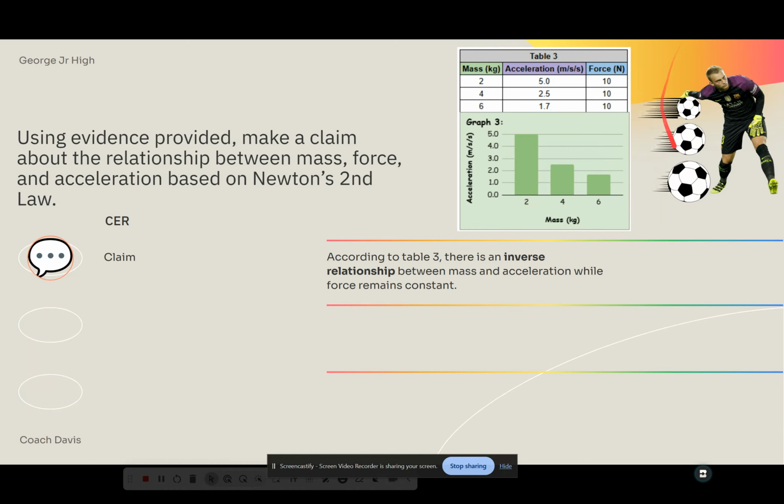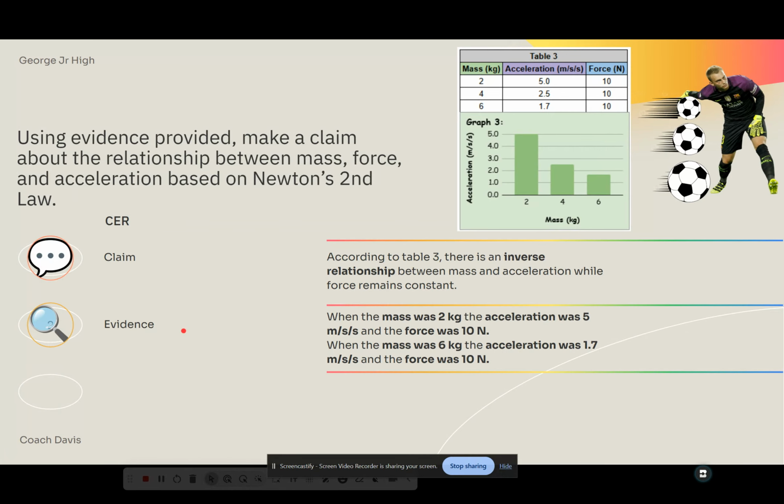And if we look at our example here, looks like the ball size is increasing. It's getting bigger and more mass. And it looks like the acceleration is inverse to that. As the ball gets bigger, looks like the acceleration is going down. All right. So according to Table 3, there's an inverse relationship between mass and acceleration, while the force remains constant. Let's back it up with some data.